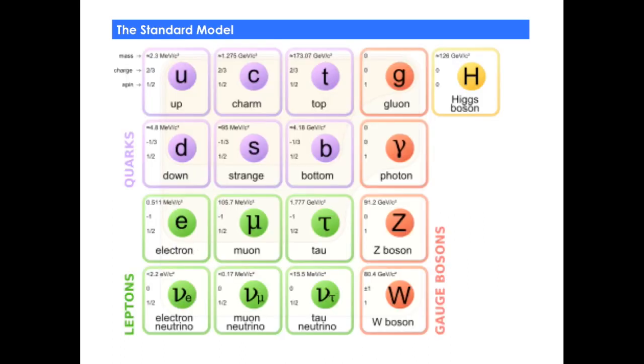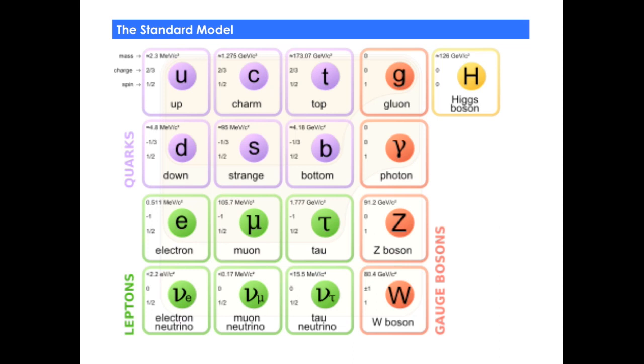This is a summary of the Standard Model. Here we can see the quarks, up-down, charm-strange, top and bottom, with their mass, charge, and spin. The leptons, there are 6 also: electron, muon, and tau, with their neutrinos: electron neutrino, muon neutrino, and tau neutrino.